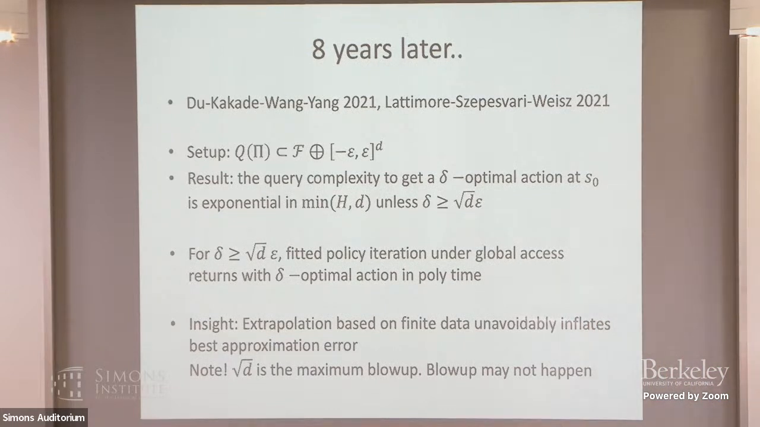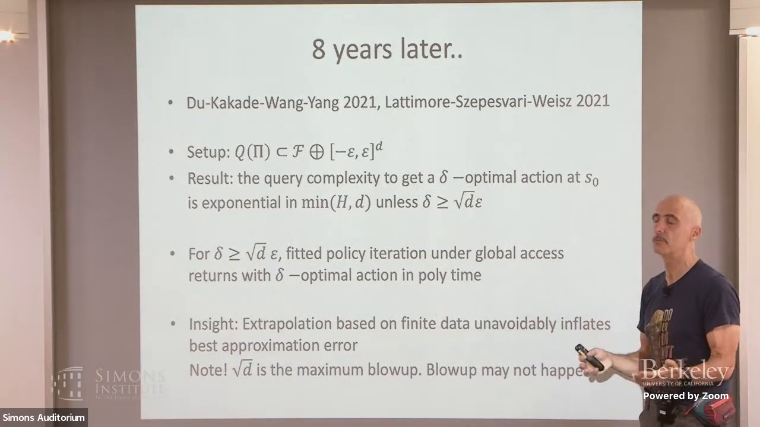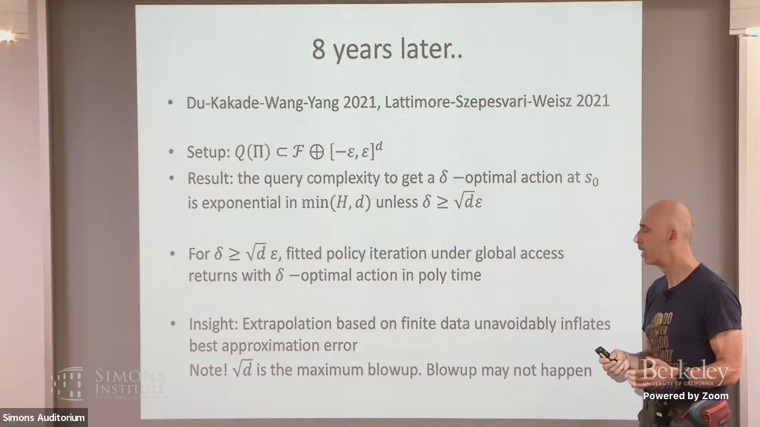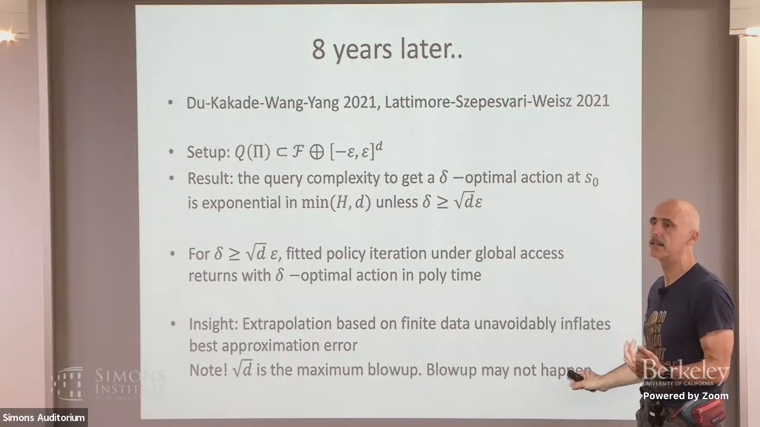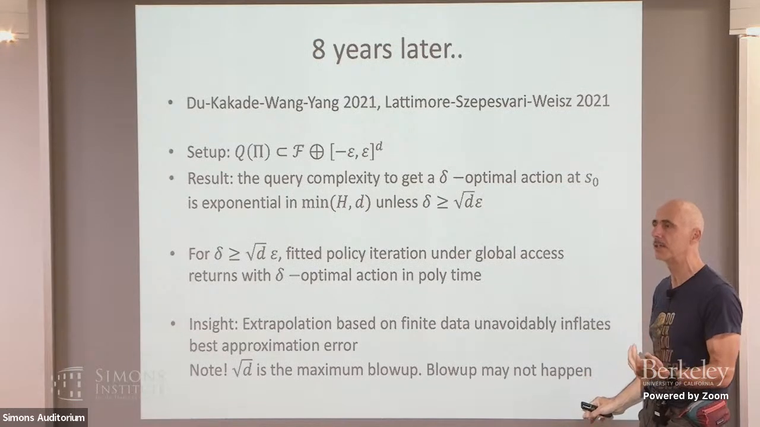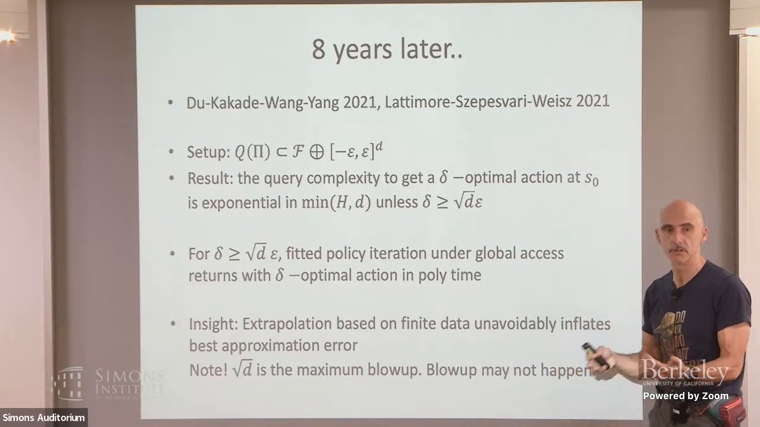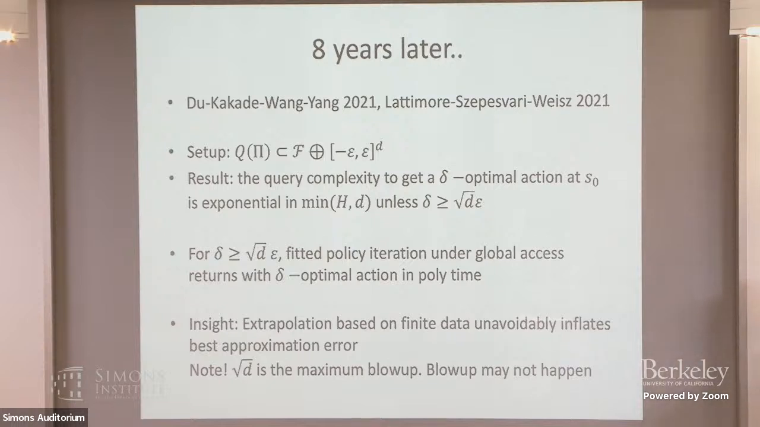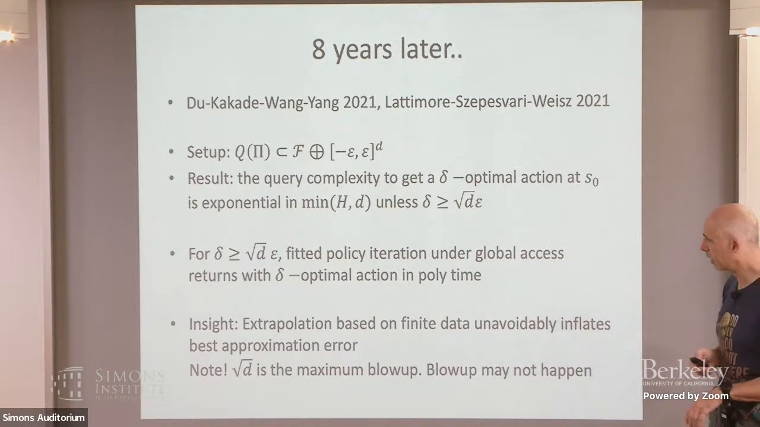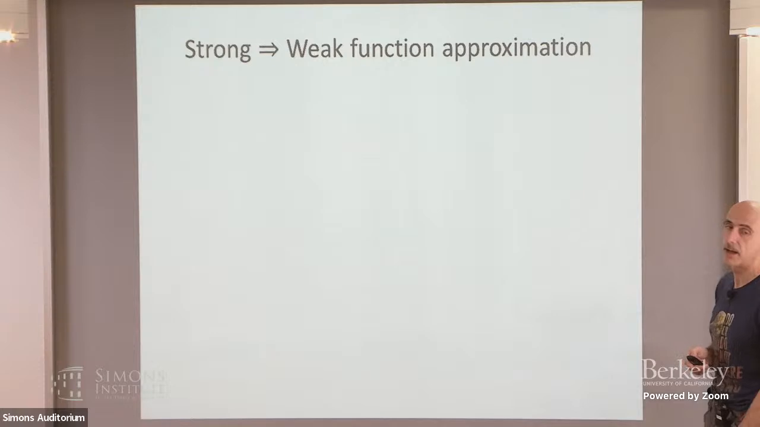So extrapolating from polynomially many queries without blowing up the approximation error by a factor of square root of d is just information theoretically not possible sometimes. The caveat is that this is specific to some choice of the basis functions or this feature map, as we call it in machine learning. So you can choose much friendlier ones where there is no blow up. Okay, so that's an interesting direction maybe to try to understand what's happening there.